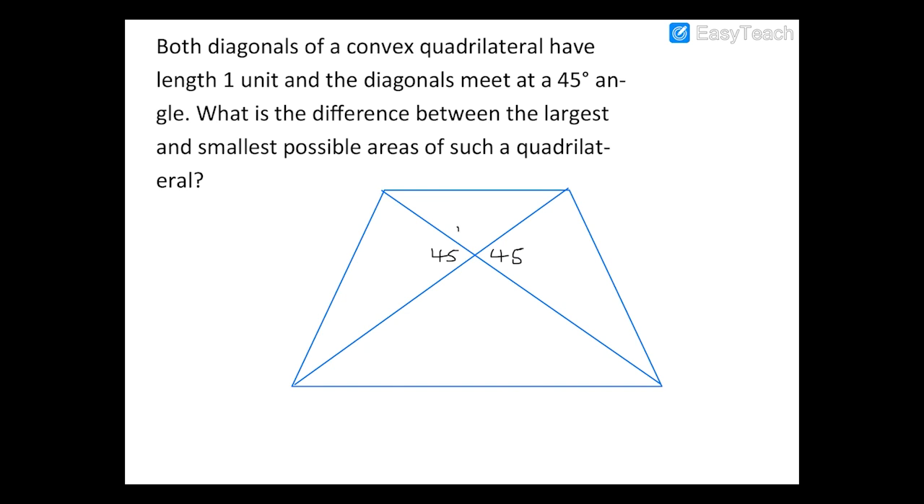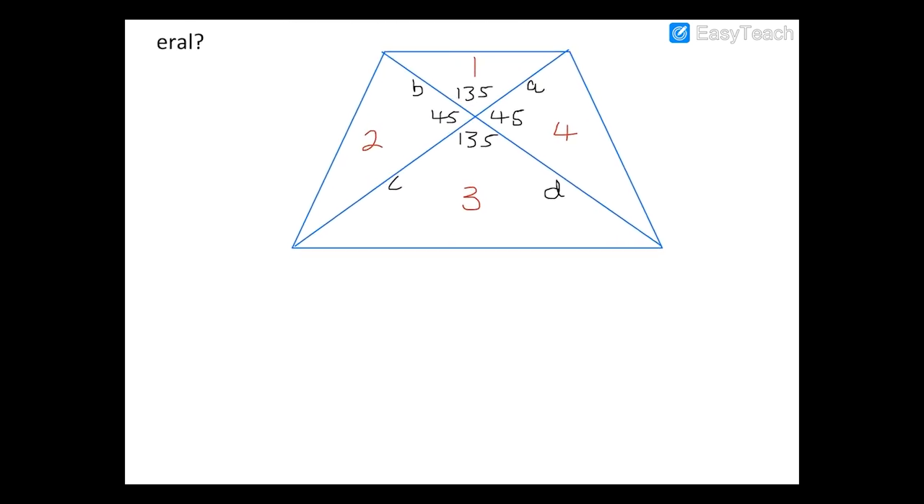Because of angles on a straight line, that's 135 and that is 135. I'm going to call the length from this vertex to where the diagonals meet A, this one B, this one C, and this one D. I'm going to say this is triangle 1, that's triangle 2, triangle 3, and triangle 4. So let's evaluate the area of all four triangles.